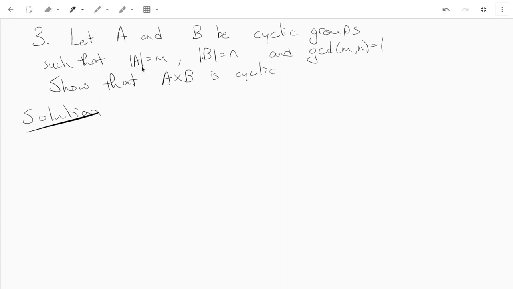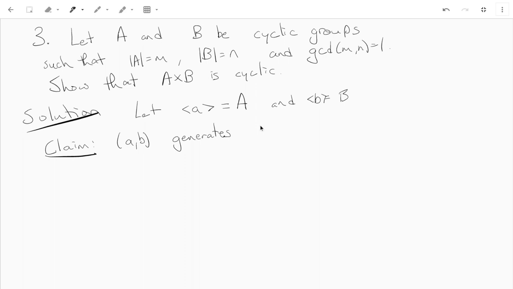Well, let's write down a generator for A and B. Let's suppose that a generates A, and b generates B. So the order of a is M, the order of b is N. Now one way to do this is just to write a generator for A cross B. We're going to say that the ordered pair (a, b) generates the direct product.